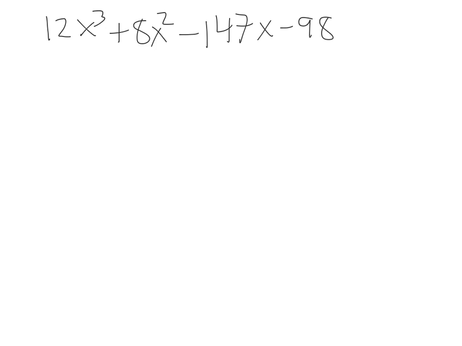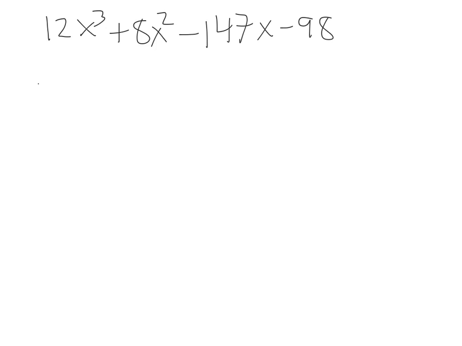Alright, we want to factor 12x cubed plus 8x squared minus 147x minus 98. Now, my first comment's going to be on a test. I probably wouldn't put a problem that had numbers this big on it, 147, 98, a little bit big. But the idea behind how we do it shouldn't change.